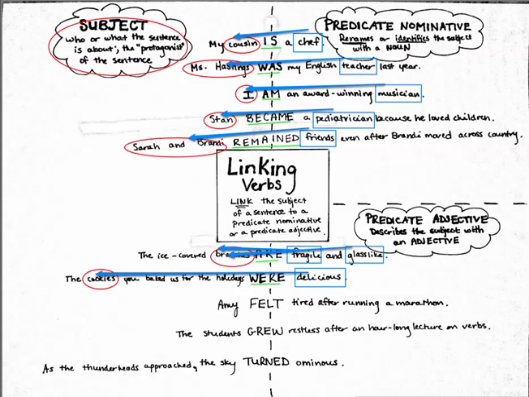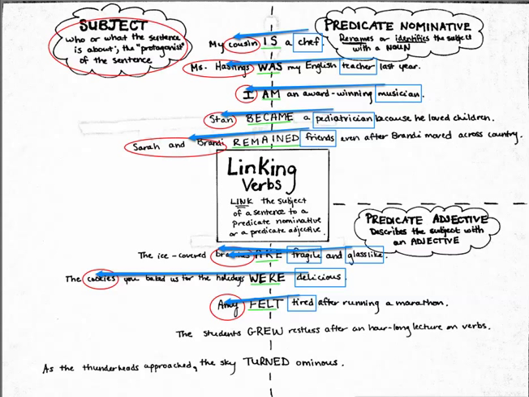In the next sentence, Amy felt tired after running a marathon. What's the sentence about? It's about Amy. What about Amy? Amy felt. What did she feel? How did she feel? She felt tired. So tired is the predicate adjective that describes Amy.